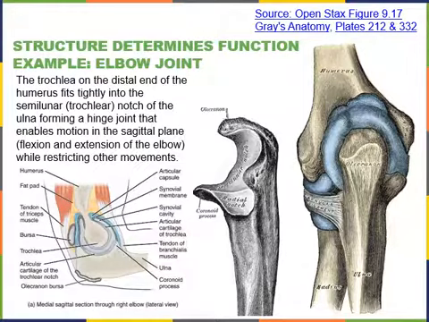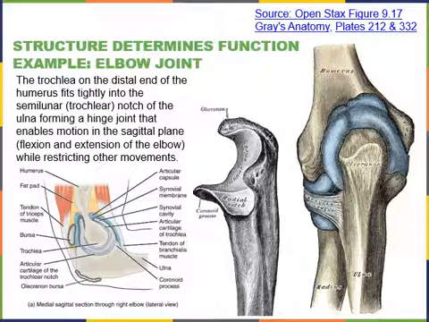And the trochlea of the humerus fits tightly into a region of the ulna that has a notch shape known as the semilunar notch, or the trochlear notch, because the trochlea of the humerus fits into this notch. It's often called the trochlear notch. And the tight fit between these bones restricts motion but enables motion as well. And so the tight fit enables motion to flex and extend the elbow.